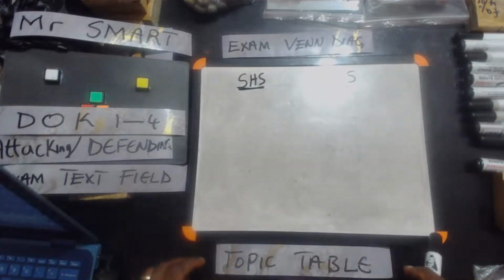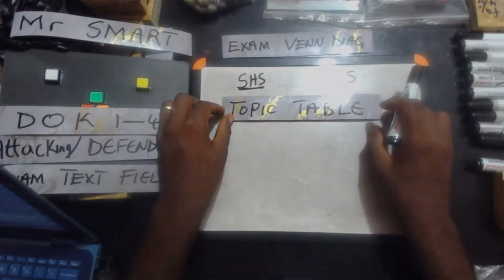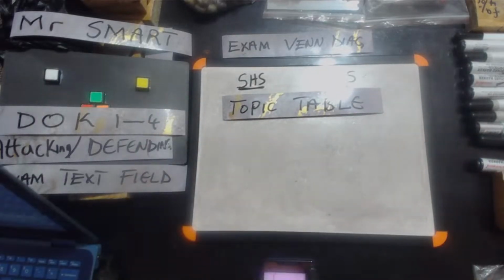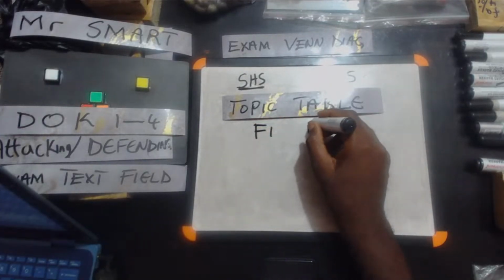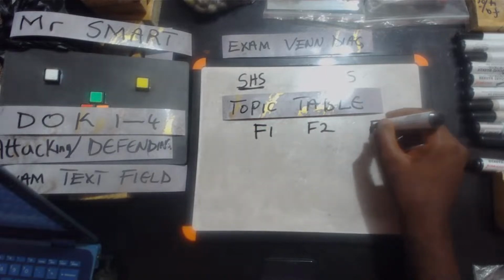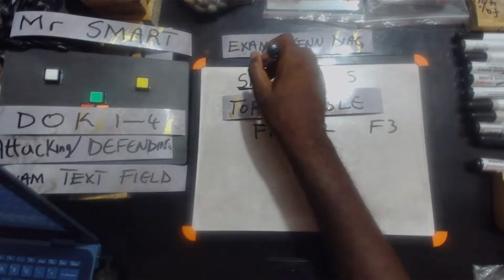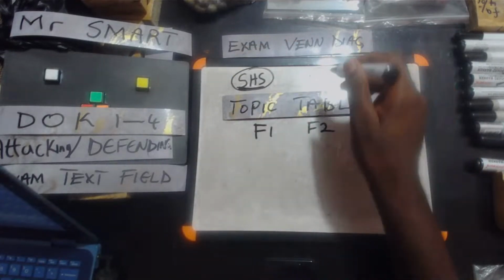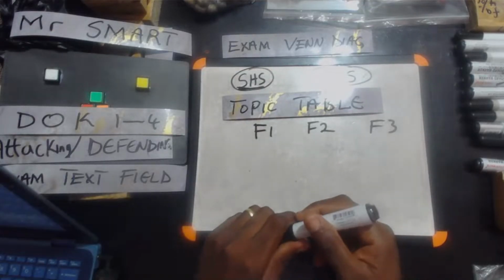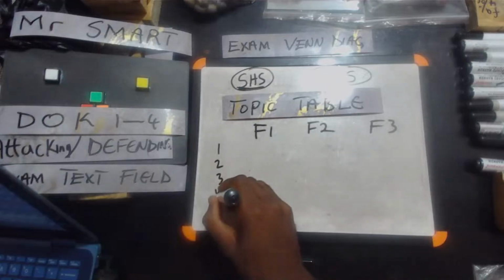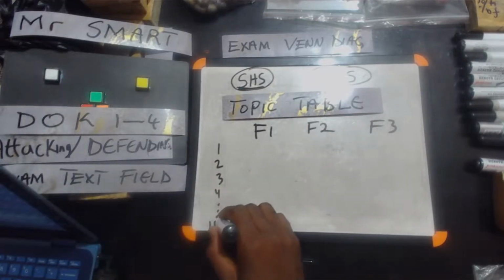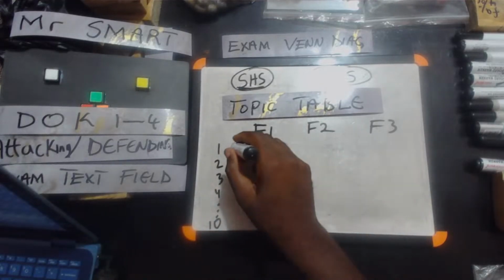Yes, so indeed, we look at the topic table. This is a very simple table that takes your Form 1 topics, Form 2, Form 3. It doesn't matter whether you're in SHS or JHS. We need to create a topic table for all your subjects, 1, 2, 3, 4, all the way. So if it's 10, you need a topic table.